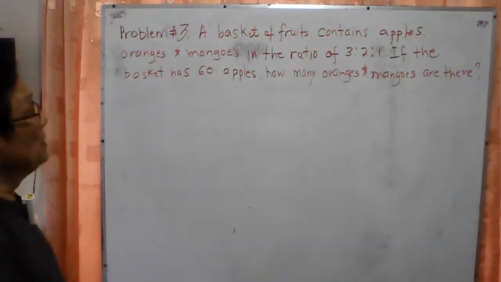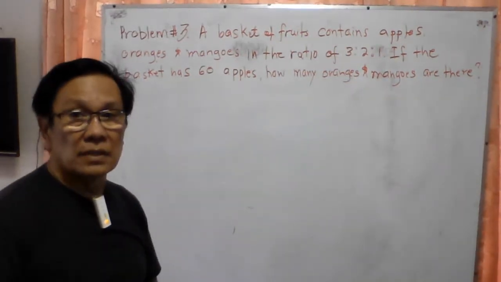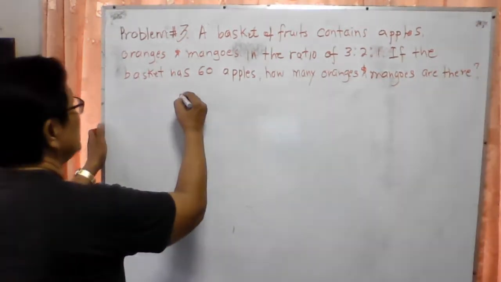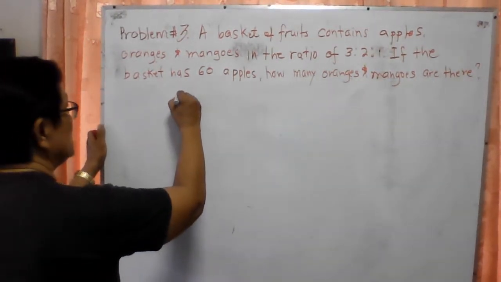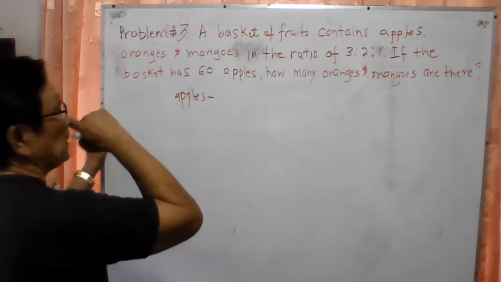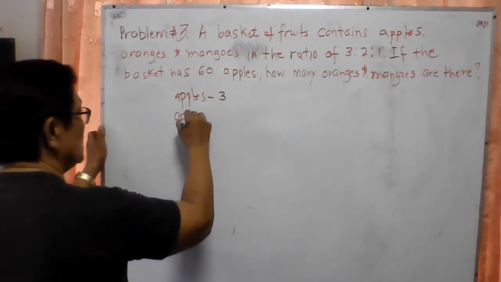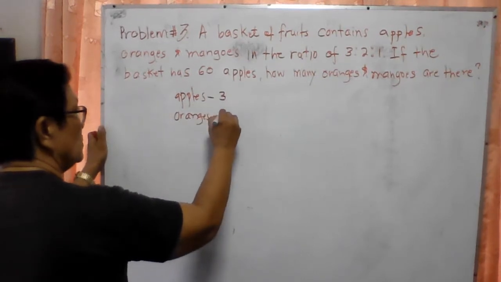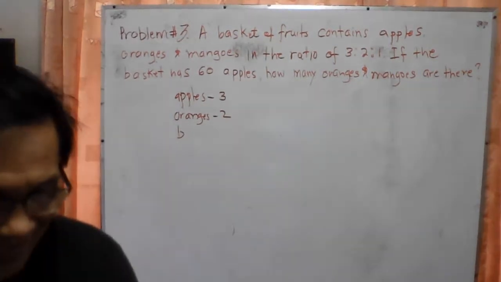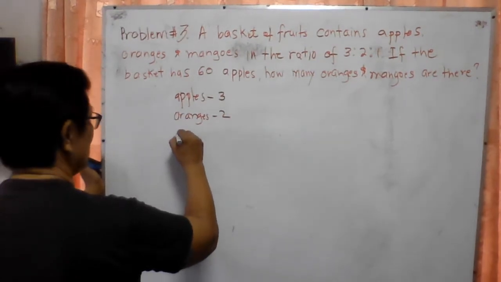So what are given are the ratios between the different fruits that are in the basket. And we can put that in as given. You have apples, which is 3, and then oranges, which is 2, and mangoes, which is 1.